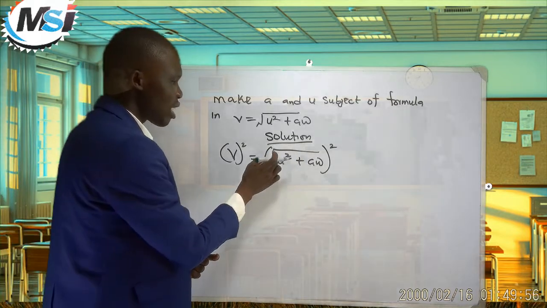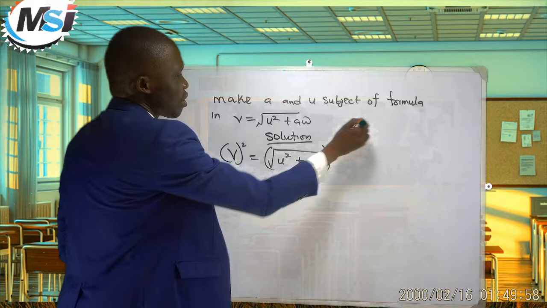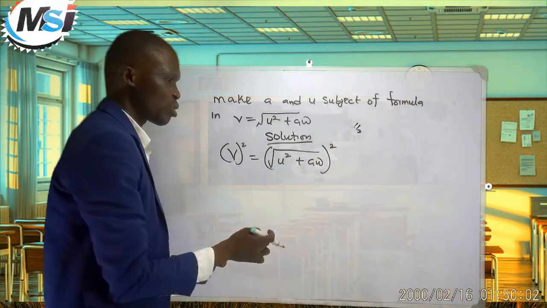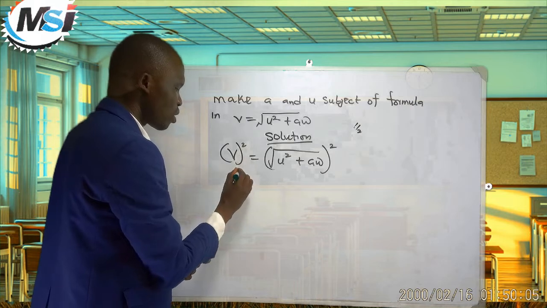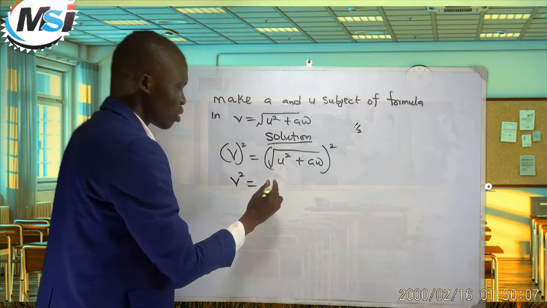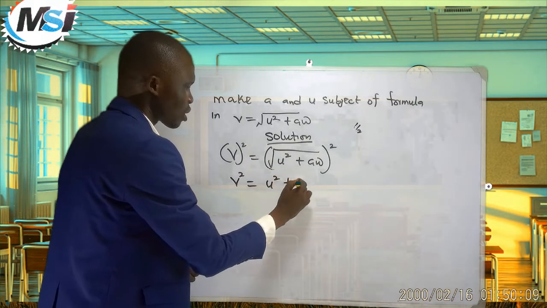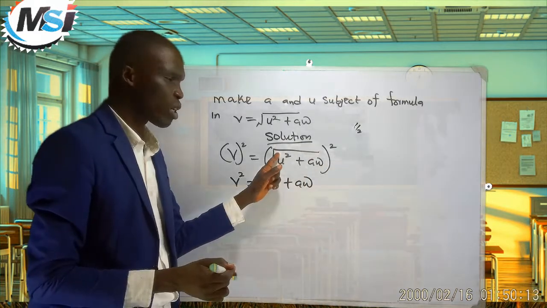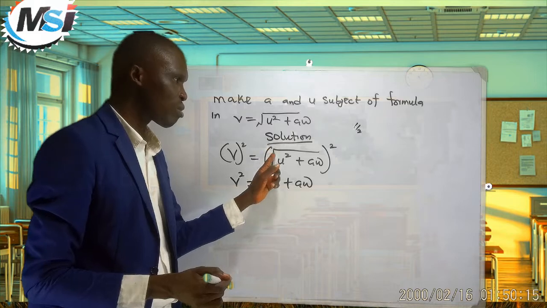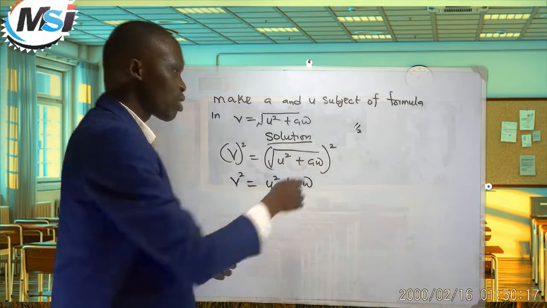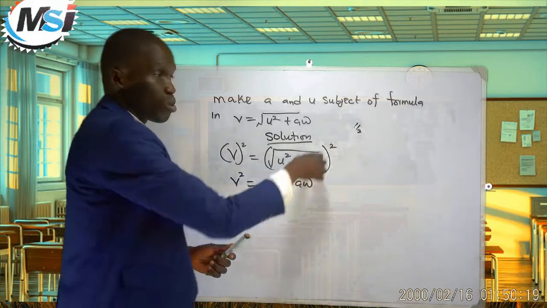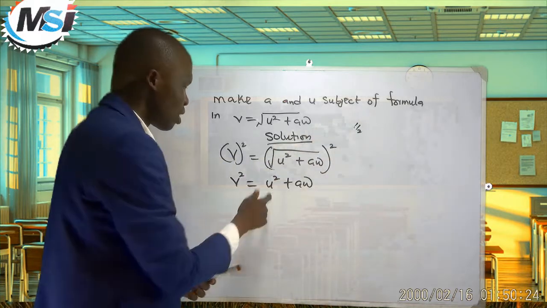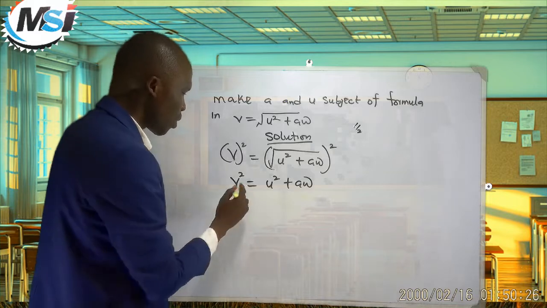Now you need to understand that square root is a half power, right? So these two will cancel these two. You are going to have V squared equals U squared plus AW. This square will remove this square root. I've told you square root is half, and if you multiply half by 2, 2 will cancel 2 and it remains 1. So this will give us V squared.